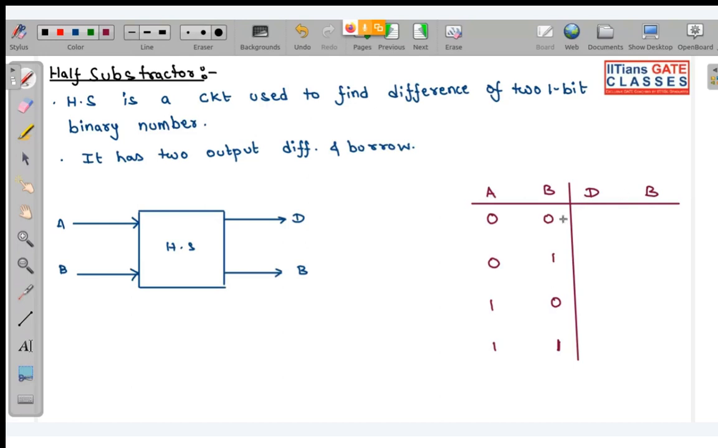Okay, so 0 minus 0, difference will be 0, borrow will be 0. Now look, if I subtract 0 from 1, okay, so what I need to do, I need to take a borrow. So this is your borrow, and I will place it over here. So 1 minus 1 will be 0, and borrow will be 1. So difference is what? Difference, sorry.